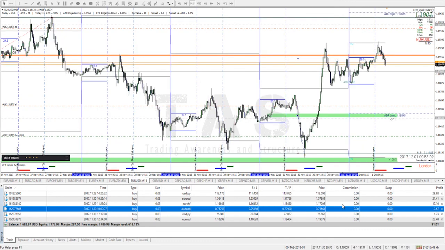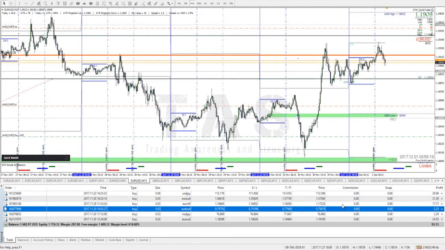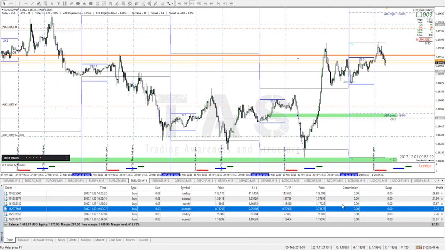So Euro Dollar is going nicely still. It's at London open now, so a retracement is expected, then a move up, and hopefully we'll hit our target. Close to those highs there.